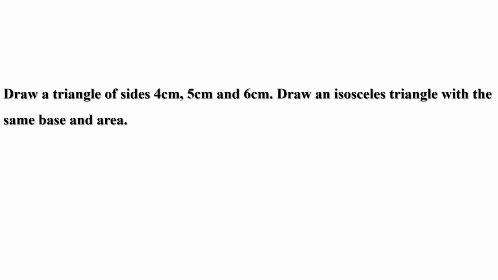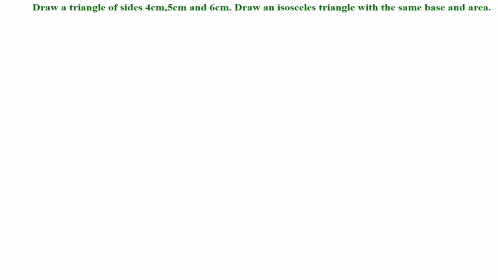Draw a triangle of sides 4 cm, 5 cm and 6 cm. Draw an isosceles triangle with the same base and area. First of all, let us draw the triangle with sides 4 cm, 5 cm and 6 cm. For that, let me draw any one side. Here I am going to draw the side with length 4 cm. Now take 5 cm in the compass and draw an arc from one end of this line.